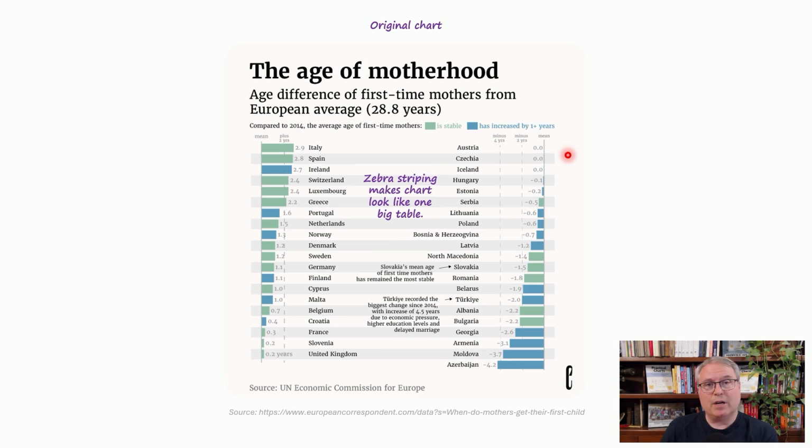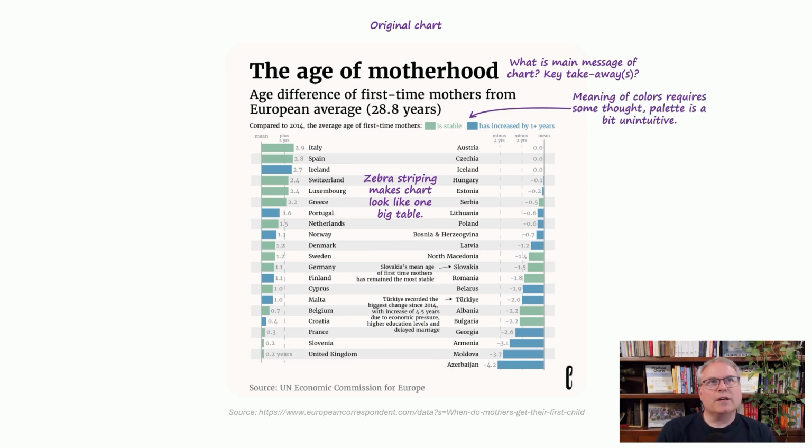For example, in your inbox, in an email client, you have the date, the name of the sender, the subject. These are all part of the same thing, but really that connection doesn't exist between these two charts. And the main message is just unclear. It's okay, the age of motherhood and the age difference of first-time mothers to the European average. Is there some kind of takeaway here? I'm not really sure. The meaning of the colors requires some thought, right?